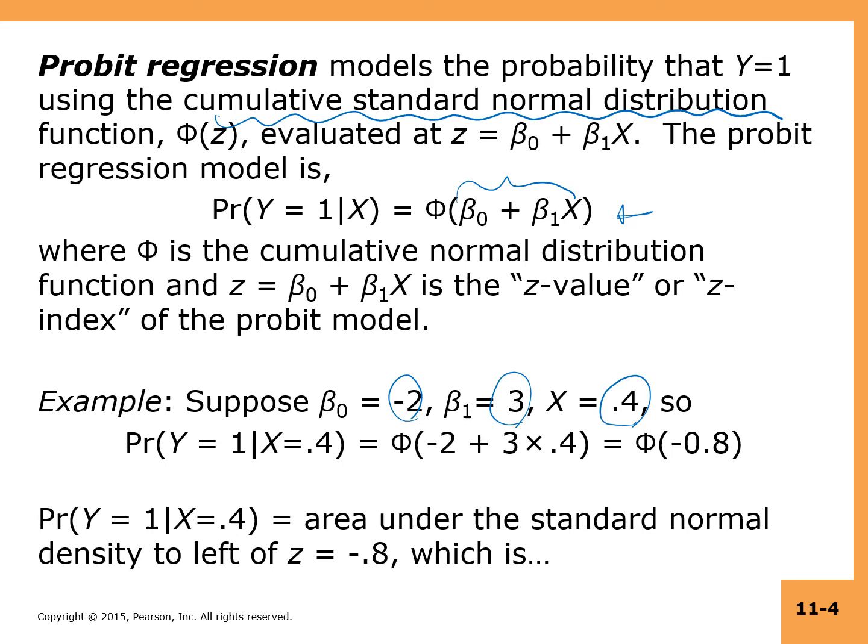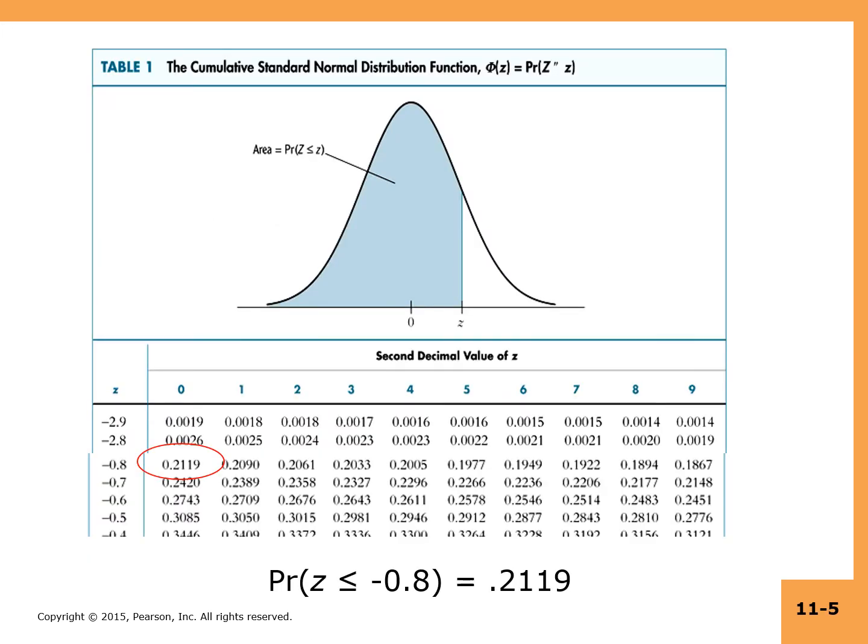In this case, if we plug this into the function, we get phi of -0.8. Basically, this is the area under the standard normal density to the left of negative 0.8. To calculate the area under the curve to the left of negative 0.8, we can use the table for the cumulative standard normal distribution function. Looking at the table for the value of z, we can see that the area under the curve to the left of negative 0.8 is 0.2119. In other words, the probability in this case would be 21%. In practice, we won't use the actual table, we'll use data to calculate this probability.